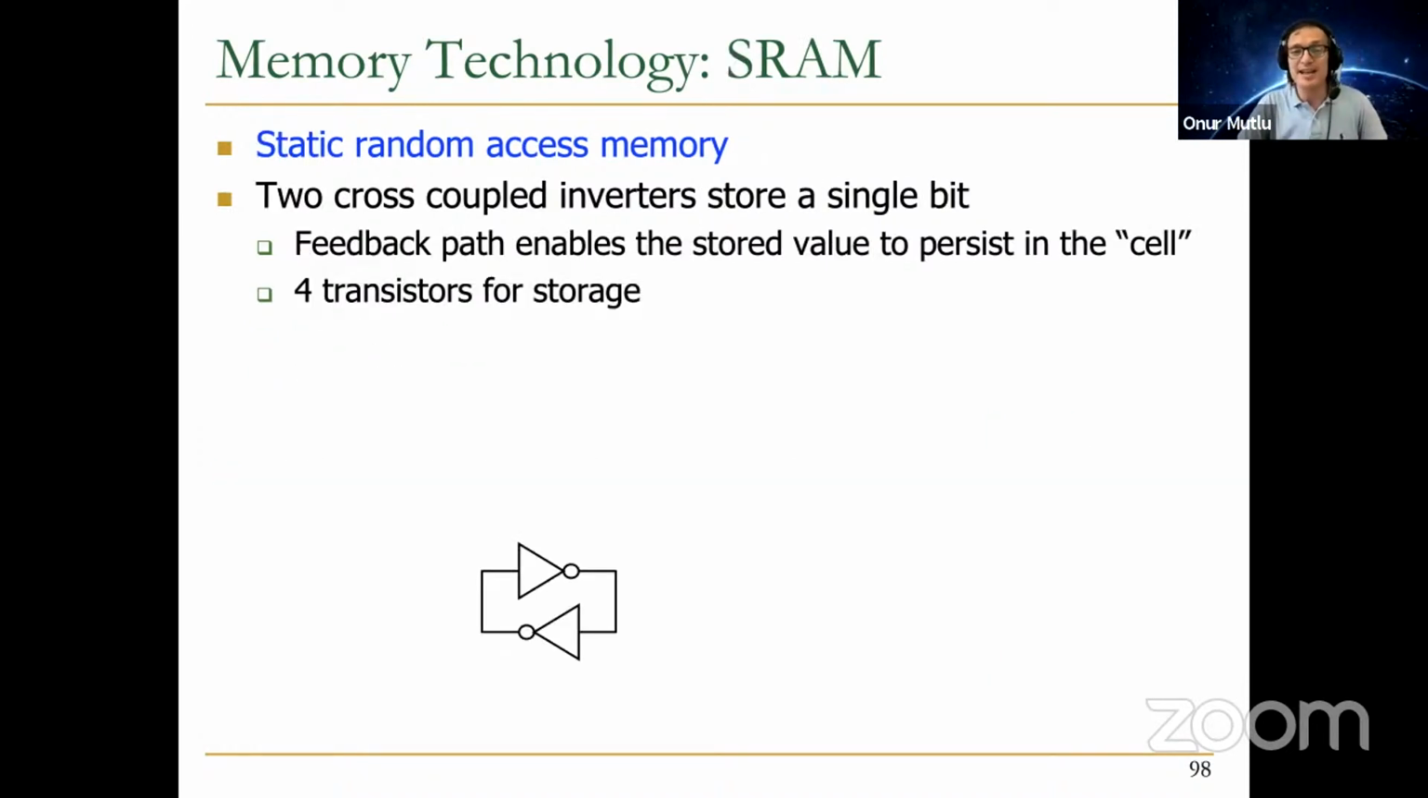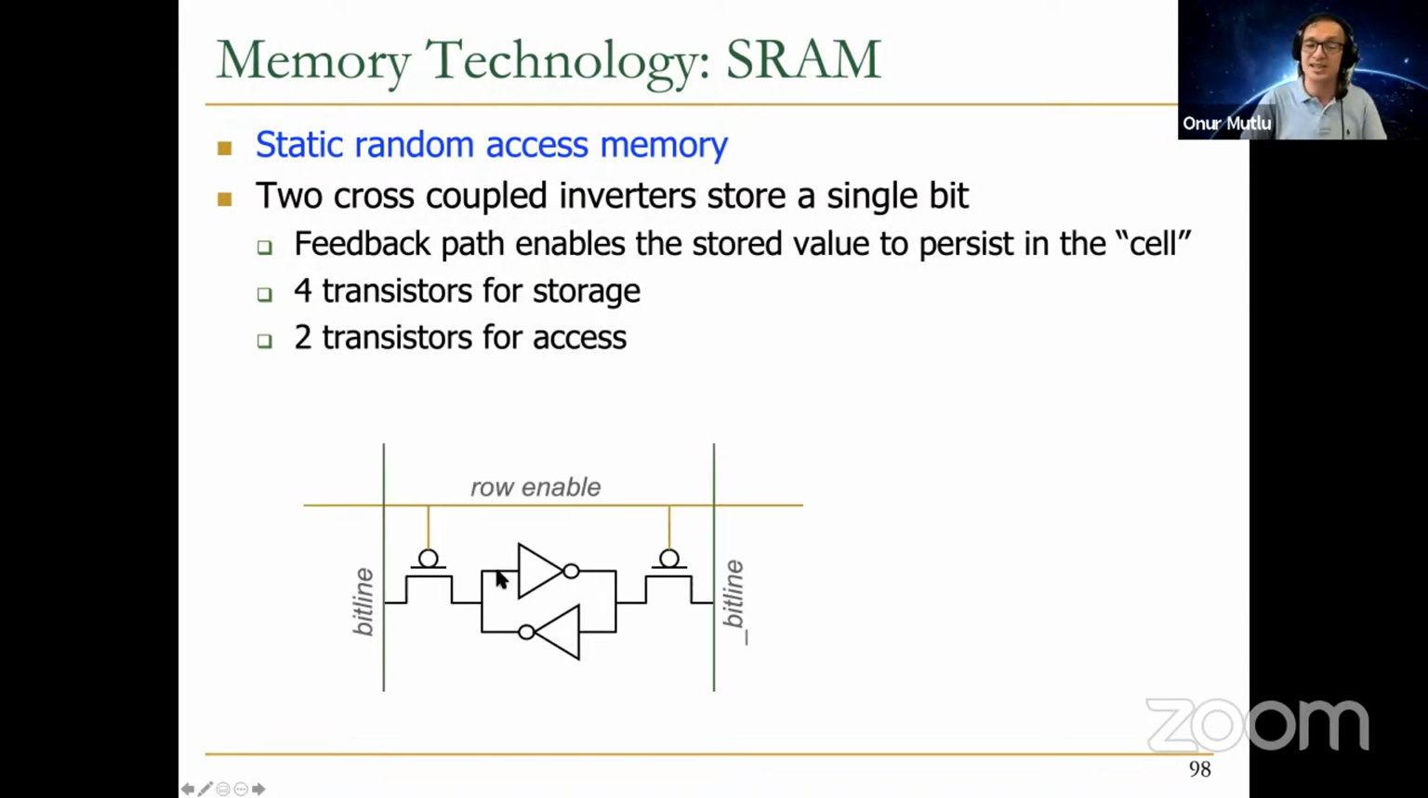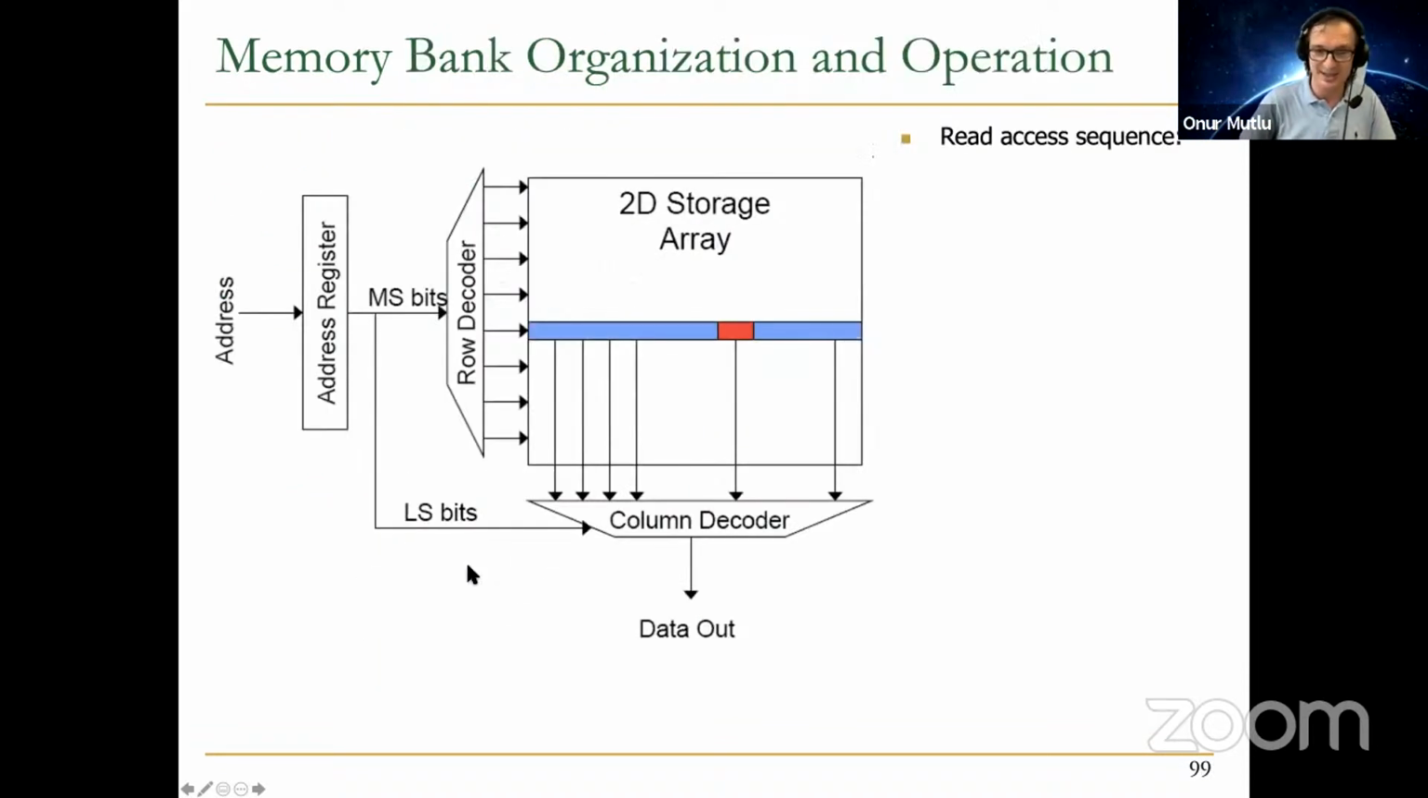Static random access memory doesn't have that refresh problem. It has two cross-coupled inverters, which we discussed earlier, and there's a feedback path to store a single bit. The feedback path enables the stored value to persist in the cell while it's powered on. So you have 4 transistors for storage. That's nice, but you need 2 transistors for access. As I said, you could make it 1 potentially, but in scaled technology, that becomes difficult to sense. So you have row-enabled access transistors as well.